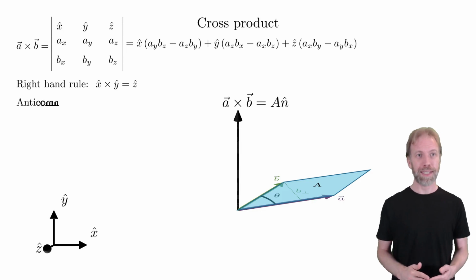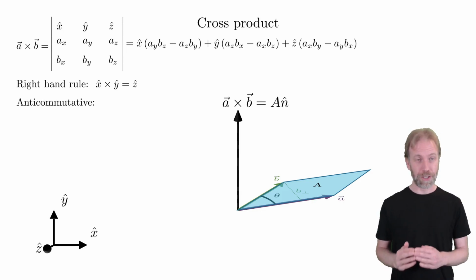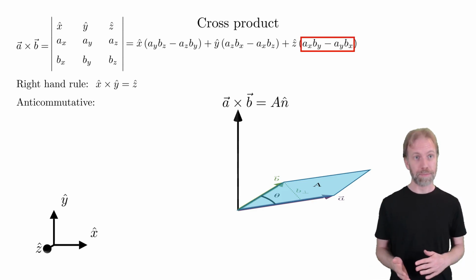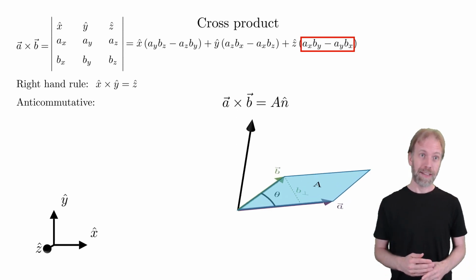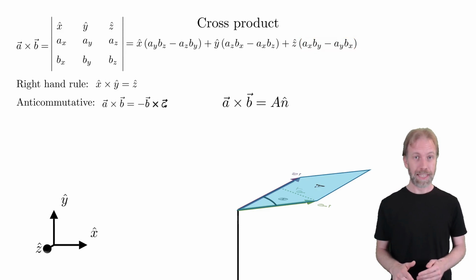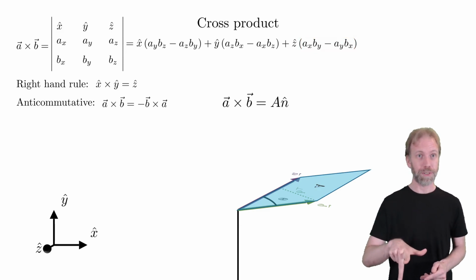The next property is that the cross product is anti-commutative. Take a look at the z value. If we were to swap places of A and B, the expression would change sign. Hence, we can write that A cross B is minus B cross A. This would also follow directly from the right-hand rule.